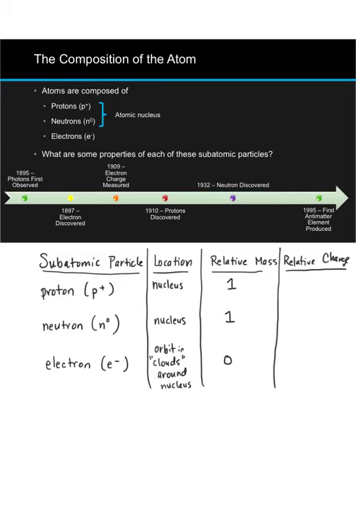As far as charge is concerned, these symbols help us identify the charges of these subatomic particles. The relative charge of a proton is +1. A neutron, like its name suggests, has 0 charge, and the charge on an electron is -1.